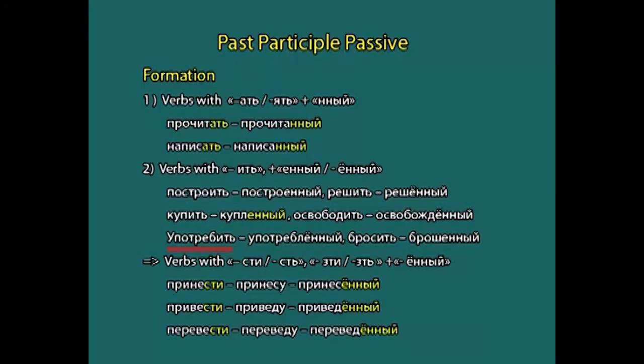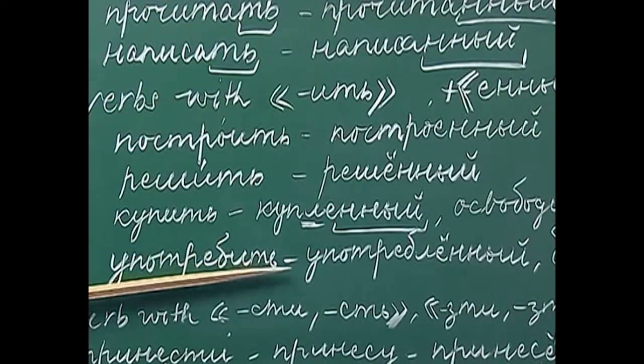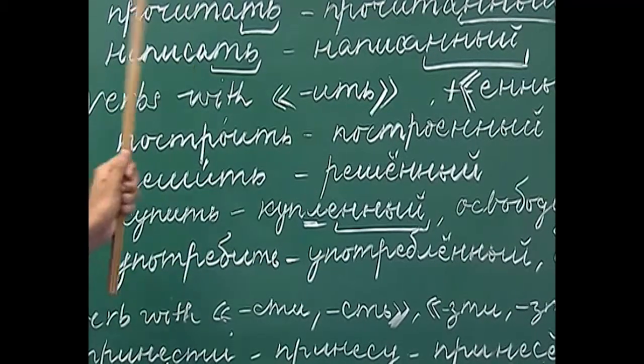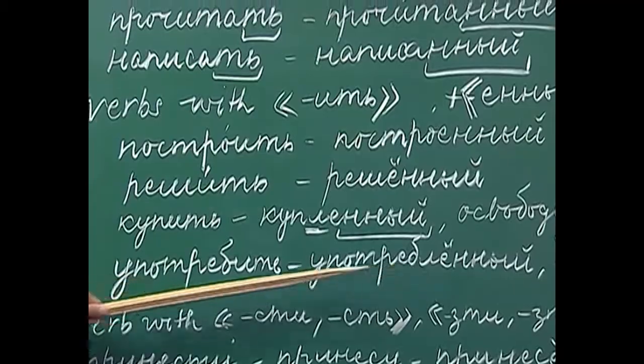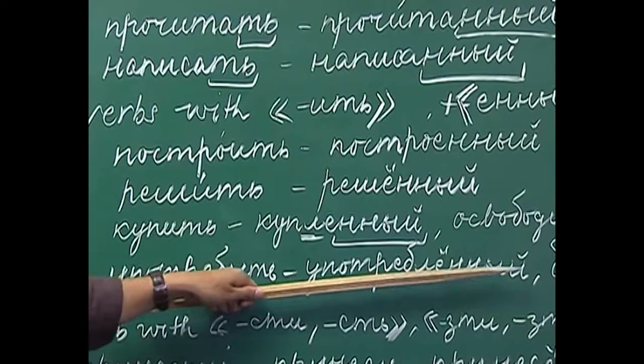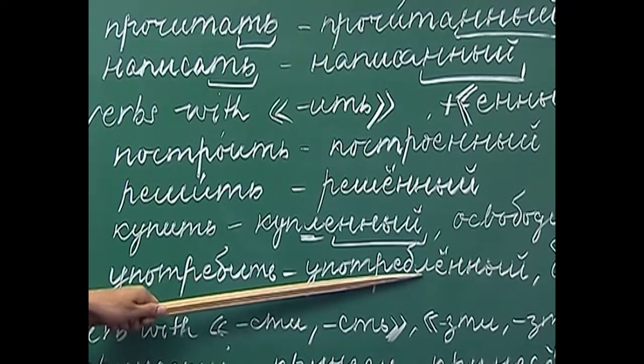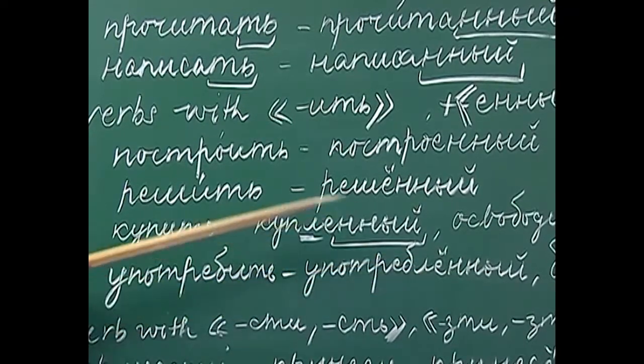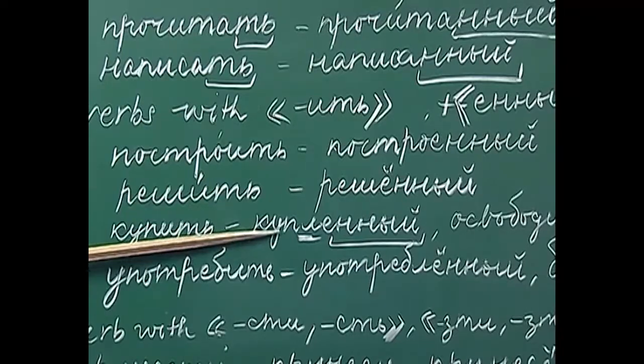Upatribit. Upatribit is the perfective aspect of the verb upatribyat, to use. How do we make the past participle passive from this verb? Upatribyonni. So, here again we are using yonni with an additional consonant l, in the same way as we have done with kupit.